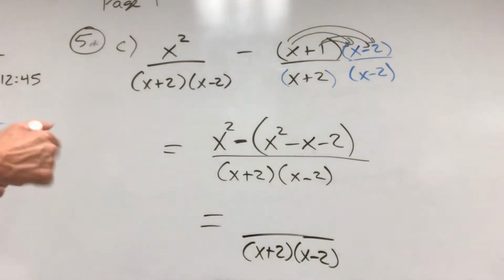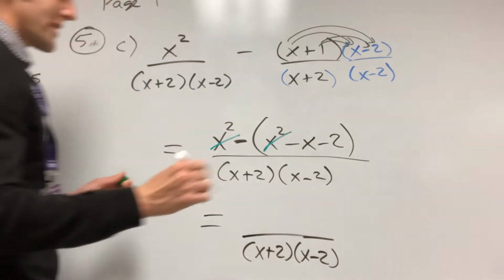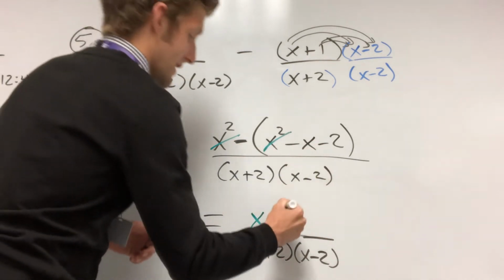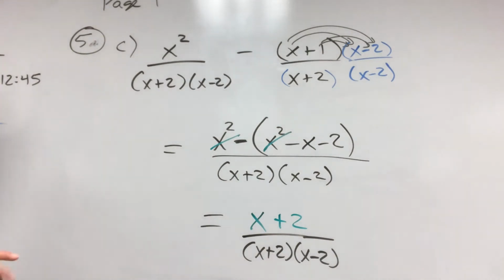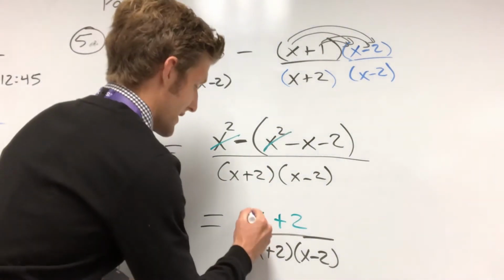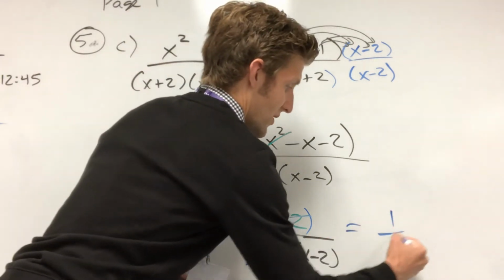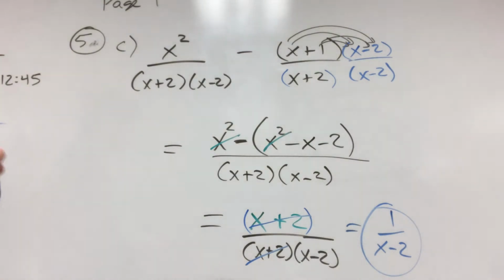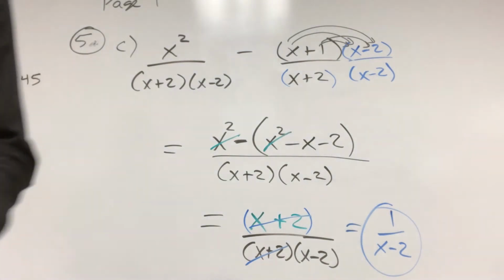All right, and then the top, take a look at what happens. x squared cancels. To subtract a negative is plus 2. Oh my gosh, the x plus 2 over the x plus 2 now cancels. You can put that in parentheses if you want. You're left with 1 over x minus 2. Look at that. That was fun. All right, that's all from Honors Algebra 2, Chapter 8.